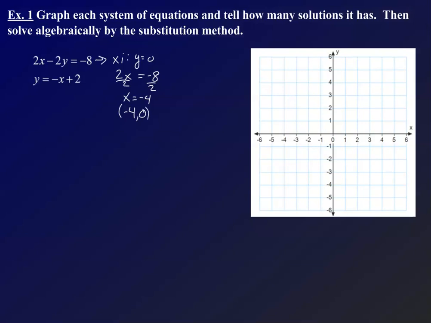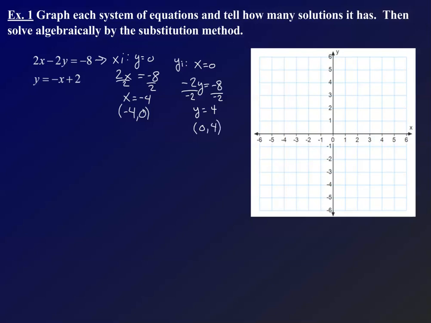We also need to find the y-intercept. To find the y-intercept, x is 0. So we have negative 2y equals negative 8. And so then we solve this for y. Divide by negative 2, and y equals 4. So this is at the point 0 comma 4.